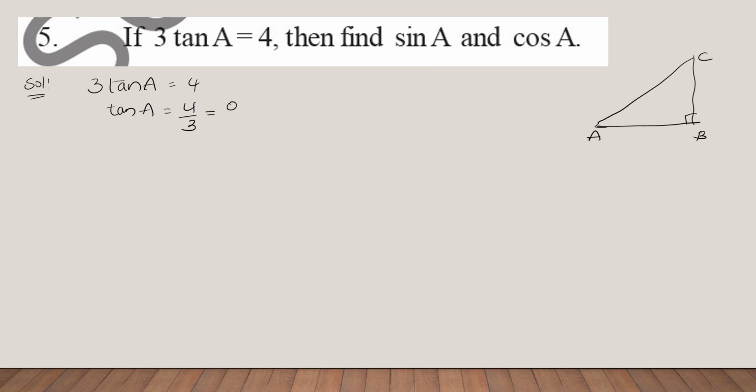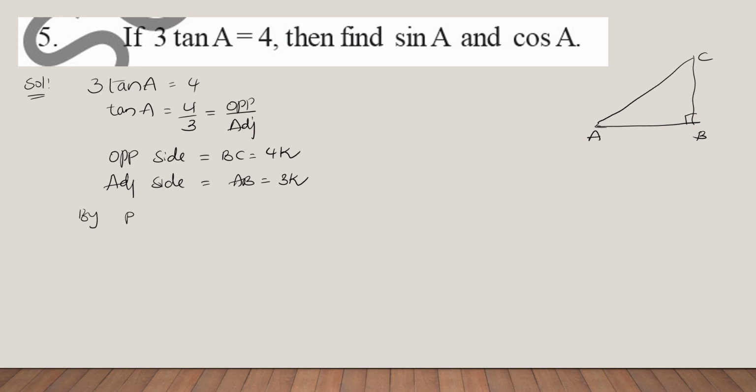Tan A is opposite by adjacent. So the opposite side to A is BC, which is 4 times k. Next, what is the adjacent side to A? The adjacent side to A is AB, which is 3 times k.